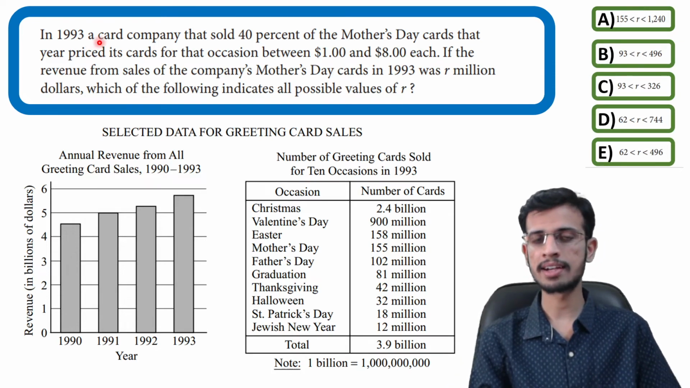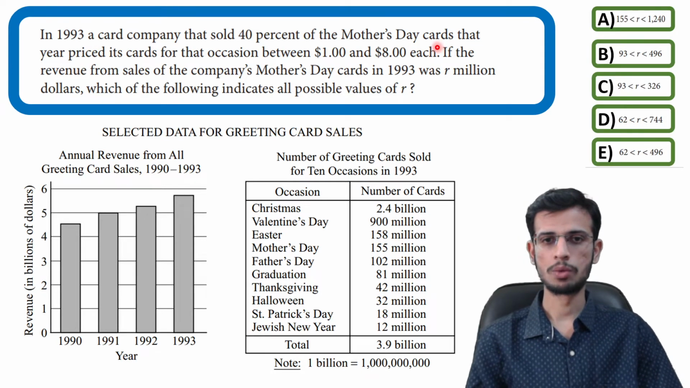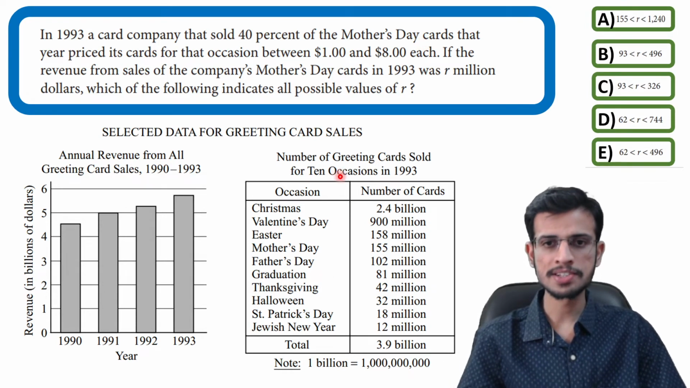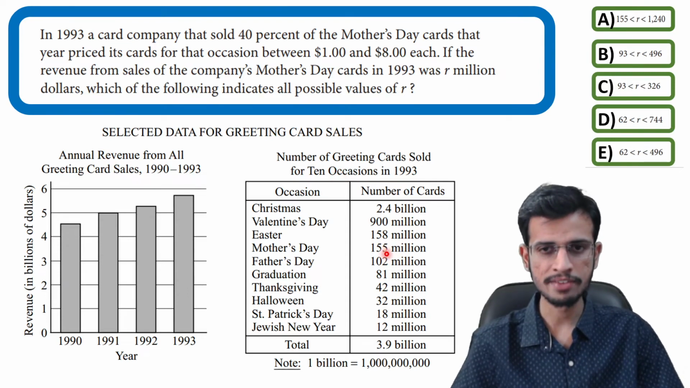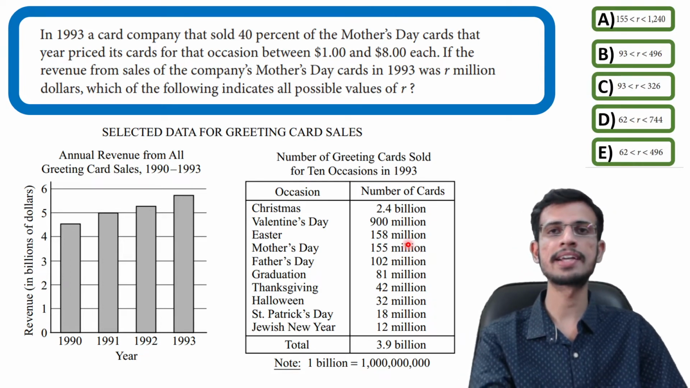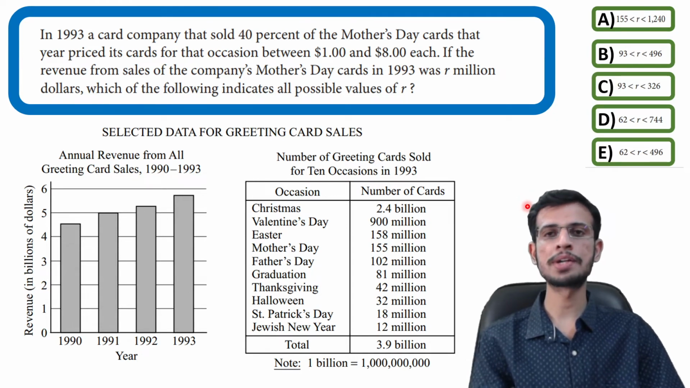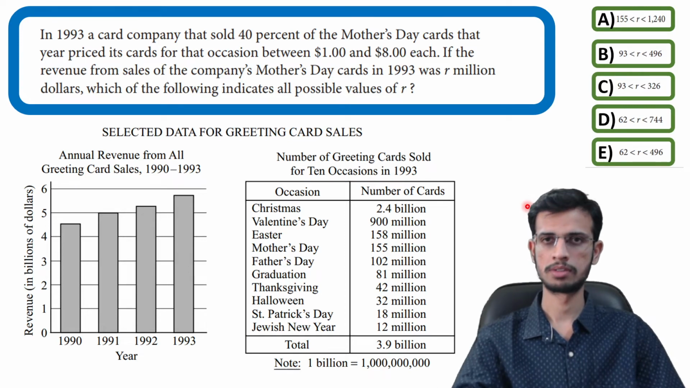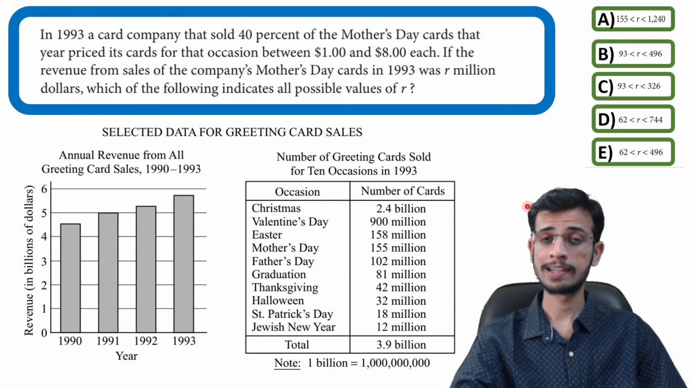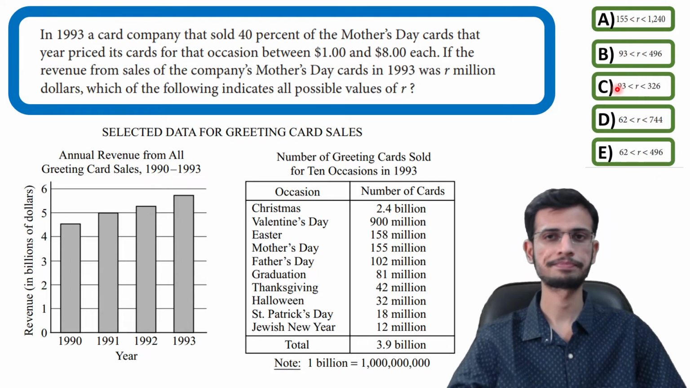In 1993, there is a card company that sold 40% of Mother's Day cards. For selling Mother's Day cards, there will be more than one company. In 1990, the total Mother's Day cards sold is 155 million. Out of this, one company had sold 40% of the cards. And what was the price? The price was between $1 to $8 each. There can be different prices. Then the revenue by selling these cards is R. Then what is the possible value of R? We have to find that range.